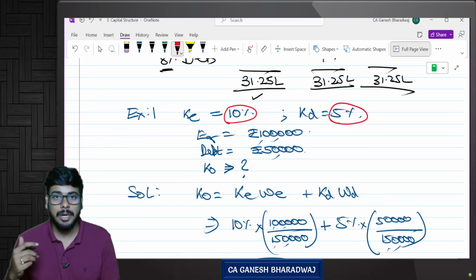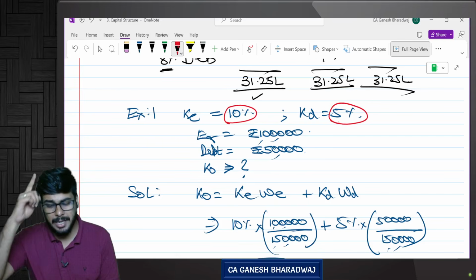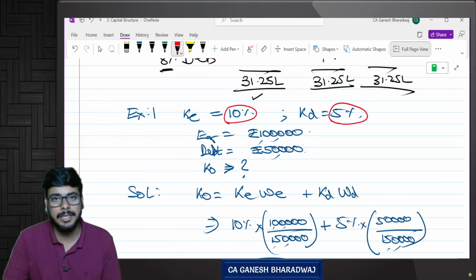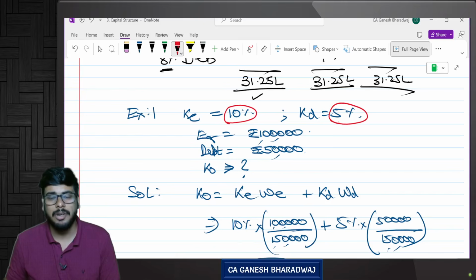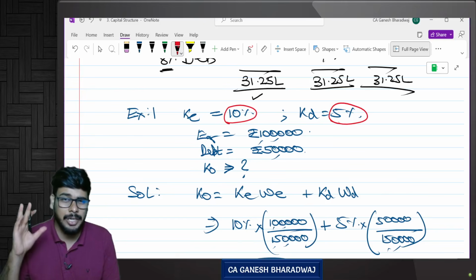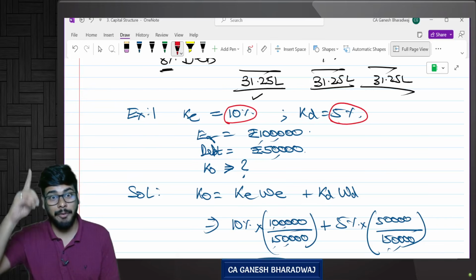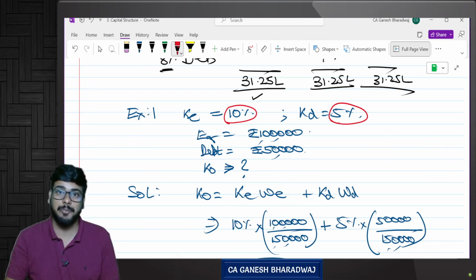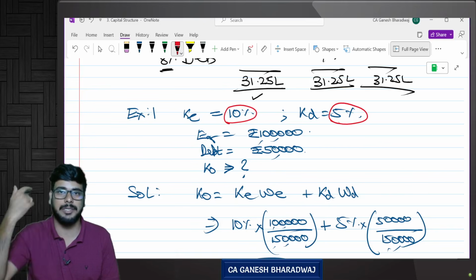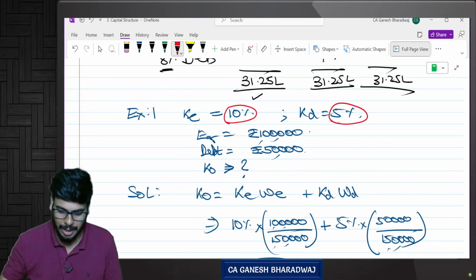Now, what is my overall cost of capital, KO? Will it be greater than 10%? Will it be less than 10%? Or what will it be? Generally, what students think is, KO means overall cost, so overall cost should be more only. So it will be more than 10%. No, guys, it is not like that.